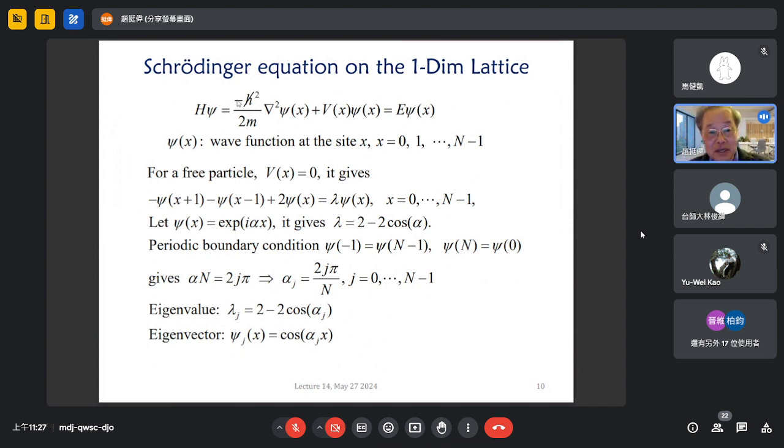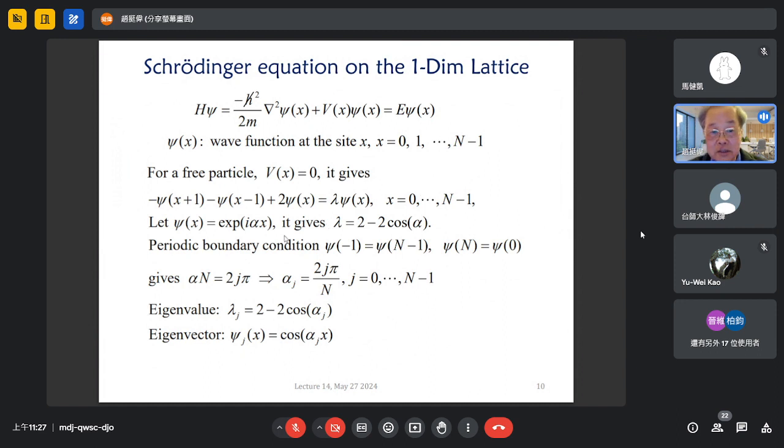So let me consider the free particle with potential V equal to 0. Then the Laplacian operator gives me this. Here I already scaled it: 2mE over h bar squared is the eigenvalue lambda. So I already multiplied by 2m over h bar squared and called the eigenvalue lambda. So we have to solve this equation.